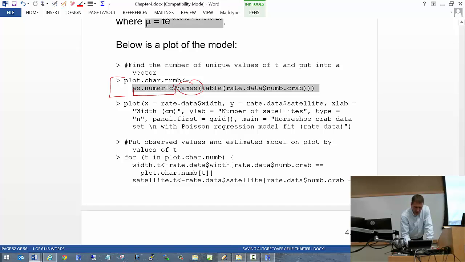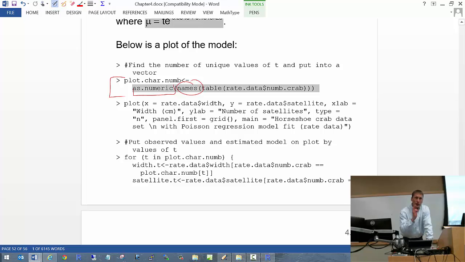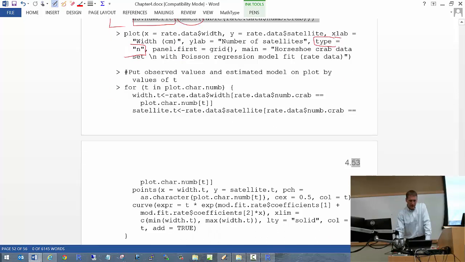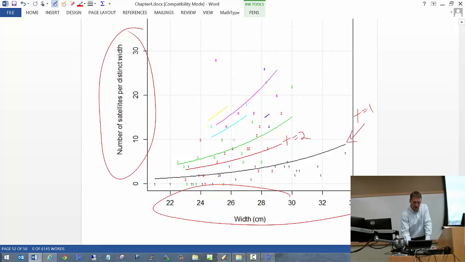Then to do the plot of my data, because I needed to be very specific about how I draw the points itself, I use the type equal n argument value there. And what type equal n means is: don't actually plot anything except set up the y-axis and the x-axis. Do not plot any of the data.